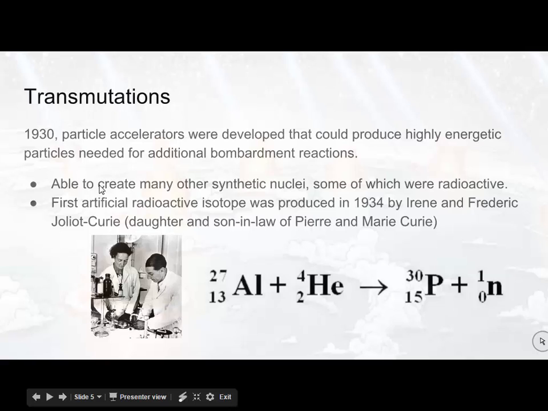And so the first artificial radioactive isotope was produced in 1934 by Irene and Frederick Joliot-Curie. So Curie's daughter and son-in-law continued the work of her parents, Pierre and Marie, and were able to create the first artificial radioactive element. They took aluminum, bombarded it with some alpha particles, and it produced phosphorus-30, which is radioactive, and it gave off a new particle that we haven't talked about yet, a neutron.